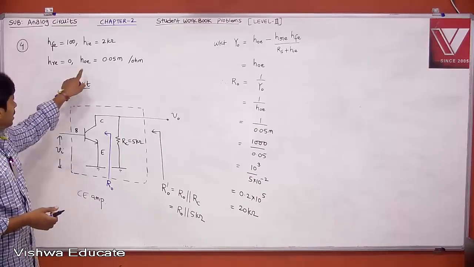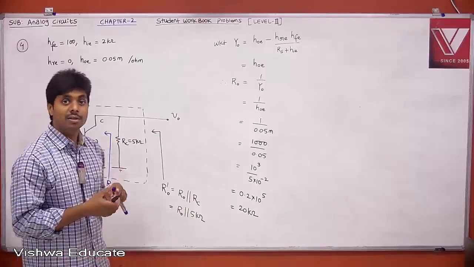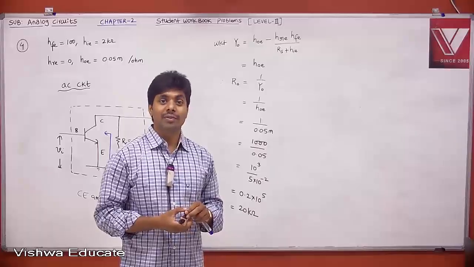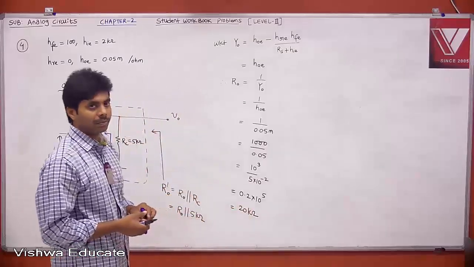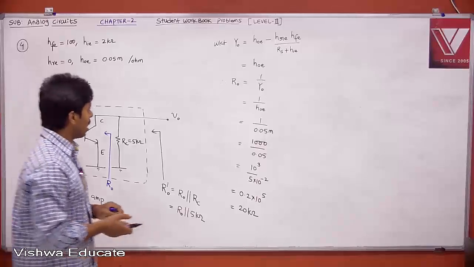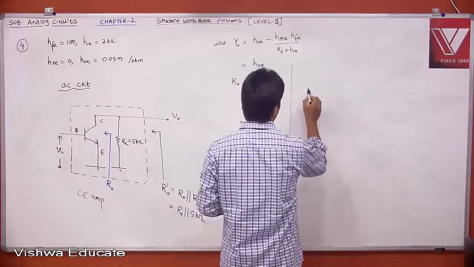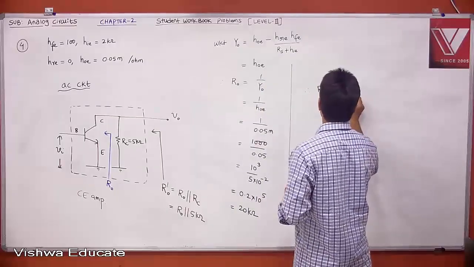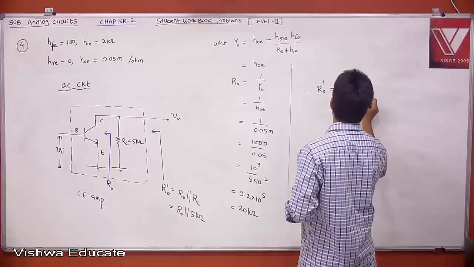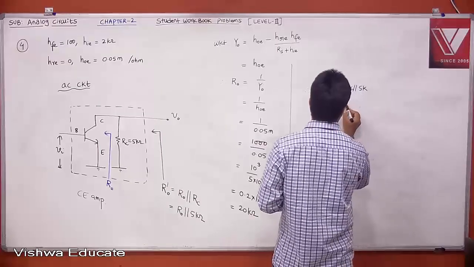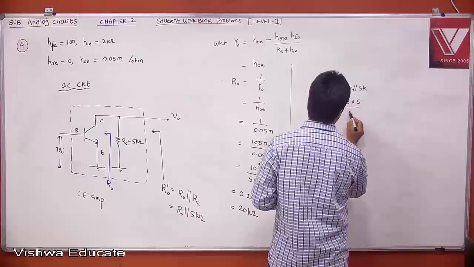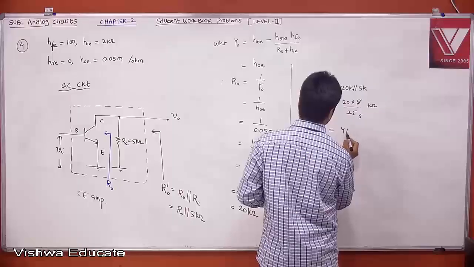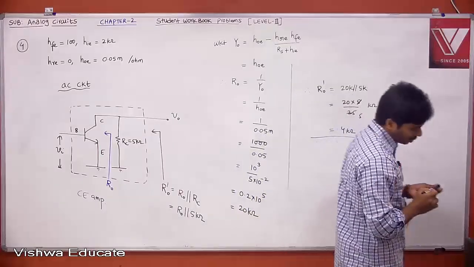But remember, if you don't neglect this HRE and take the proper HOE and typical values of H parameters, as we saw when RS is equal to 1K, we got an output impedance of 52.5K. Here it is 20K with respect to the values which are given. Now, tell me what is your actual AC output impedance? It is nothing but 20K in parallel to 5K, surely less than 5K. Therefore, 20 into 5 divided by 25 kilo ohm. 5 5s are 25, 5 4s are 20. Therefore, it is 4 kilo ohm. What is the answer?